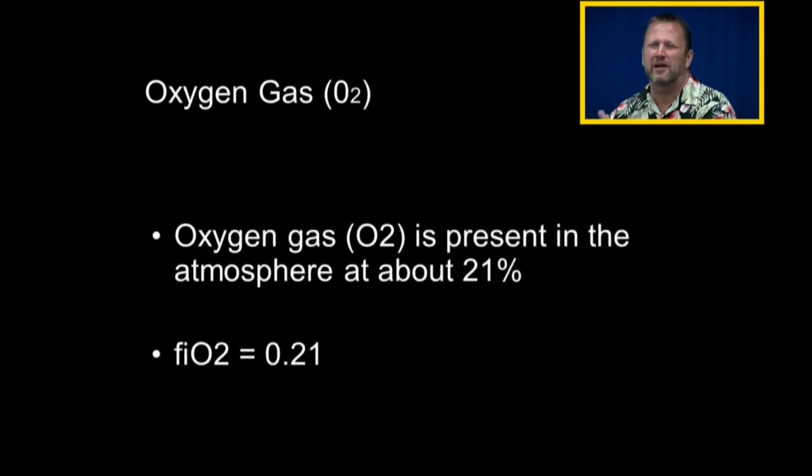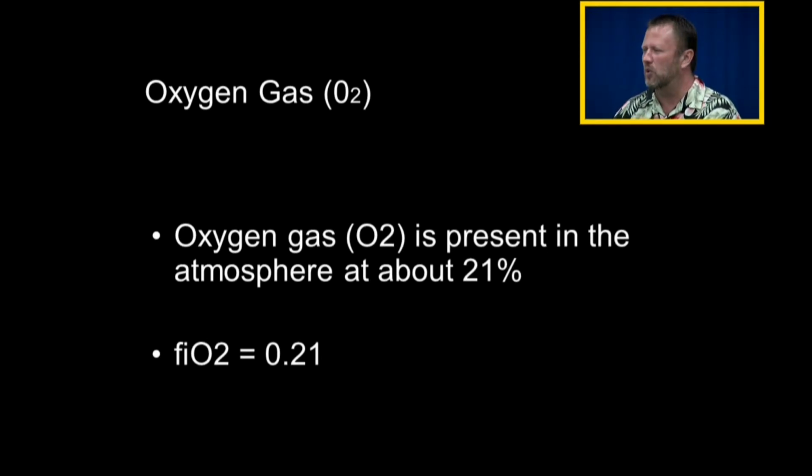Oxygen is present in our atmosphere. Air is made up of only 21% oxygen. The stuff we breathe is not 100% oxygen. We'd blow up if that was the case. Oxygen gas is present in the air at 21%.